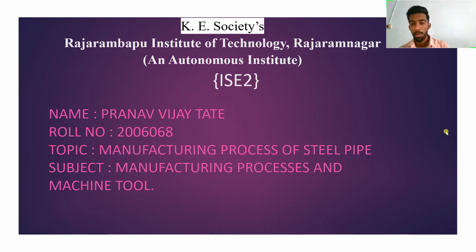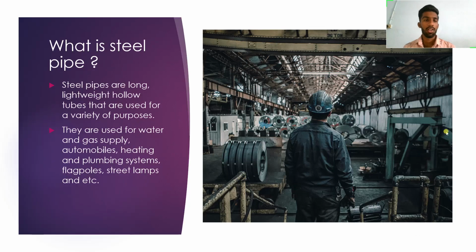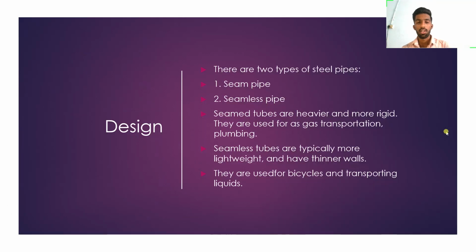I am here to present a PPT on the manufacturing process of steel pipe, for the subject Manufacturing Process and Machine Tools. First of all, we discuss what a steel pipe is. Steel pipes are long, lightweight, hollow tubes that are used for a variety of purposes. They are used for water and gas supply, automobiles, heating and plumbing systems, flagpoles, street lamps, etc.